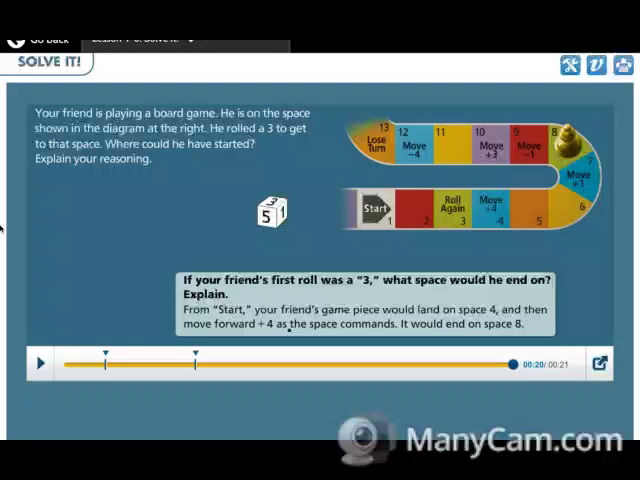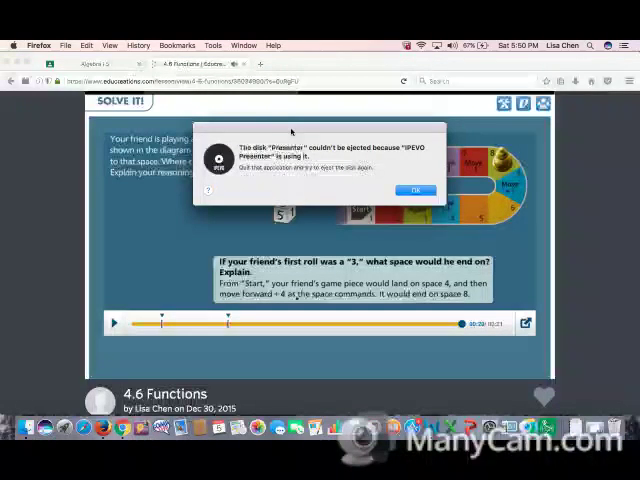So, to start with our solving, as you can see, it says your friend is playing a board game. He's on the space drawn in the diagram at the right. He rolled a 3 to get that space. Where could he start it? Explain your reason. So you see that he's on space 8. Now, if he rolled a 3 to get there, where did he start?